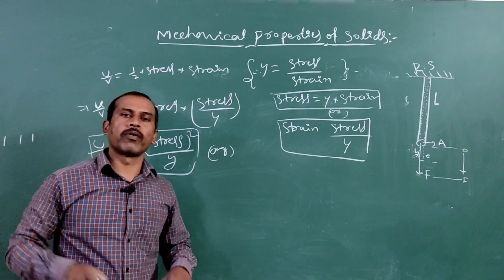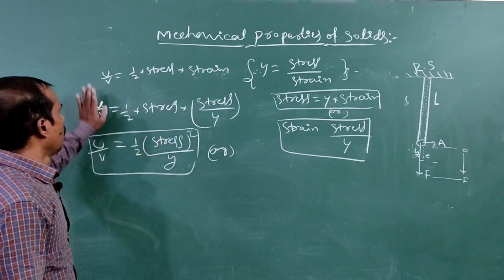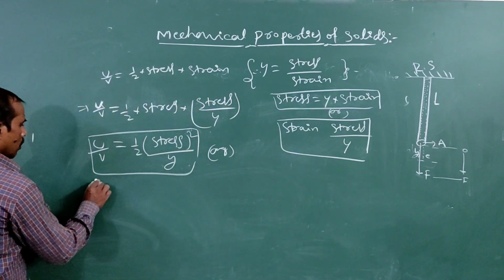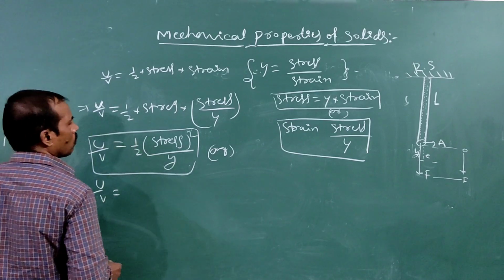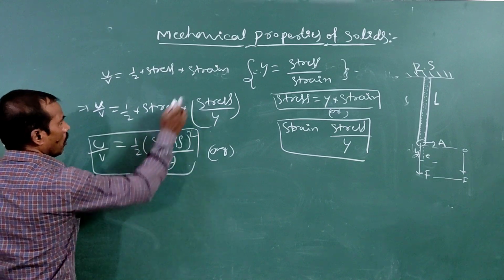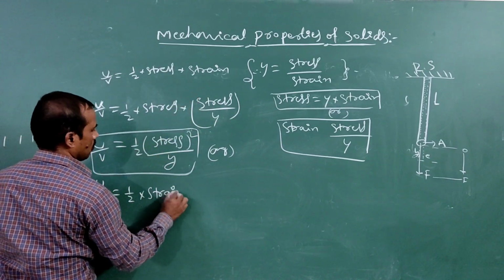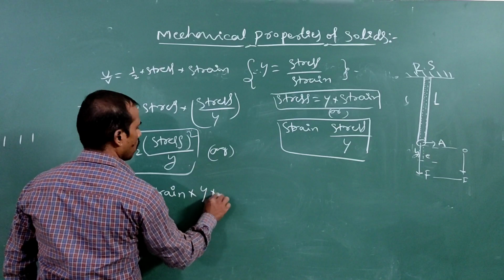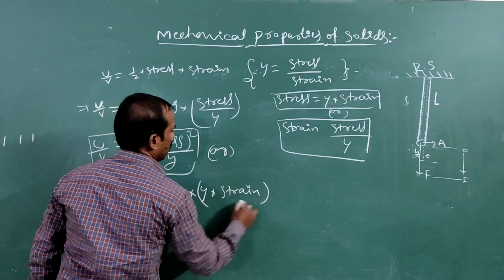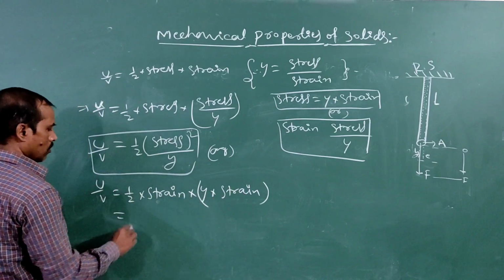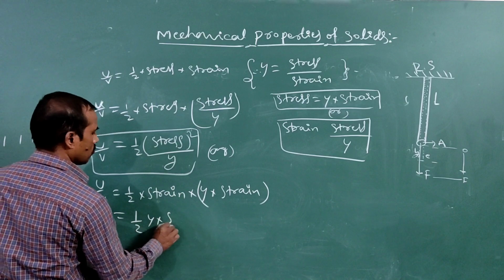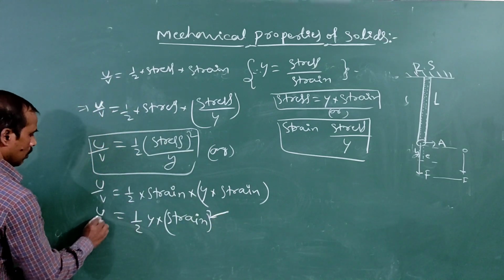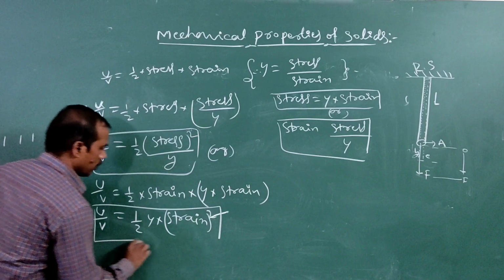Now the stress is removed from the equation. అంటే ఇక్కడ మనము ఈ సమీకరణం నుండి స్ట్రెస్ని తొలగించాలి. స్ట్రెస్ యొక్క ఫార్ములా here stress is equal to Y into strain. Now U by V is equal to 1/2 into strain into stress, stress is equal to Y, Young's modulus, into strain. So 1/2 Y into strain square. This one is the strain energy per unit volume.